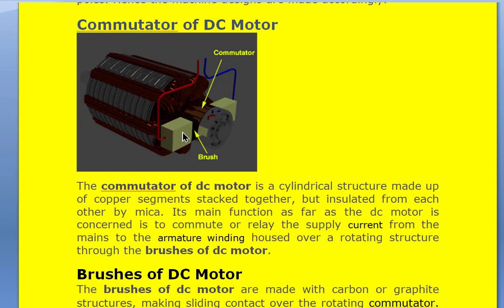segments. While the commutator rotates, that is, when the armature rotates, the commutator also automatically rotates due to the rotation of the shaft, but the brushes remain in contact with the commutator segments, and the brushes are always connected with the DC supply so that it supplies the current to the armature winding via the commutator segments.